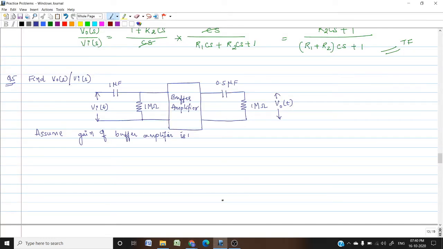The next question is to find V naught of S divided by Vi of S for the network shown. Assume the gain of the buffer amplifier is 1. The first step in the solution will be to take the Laplace transform of the network, so we will draw the S domain network.